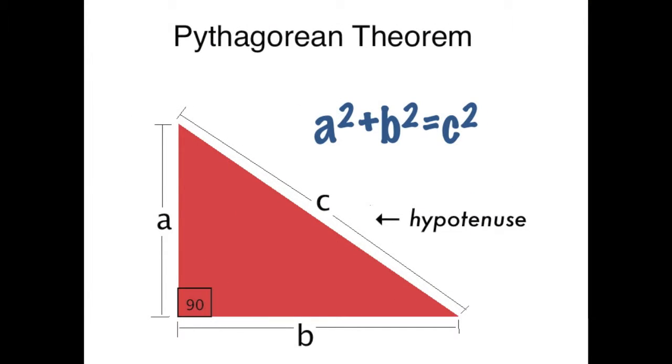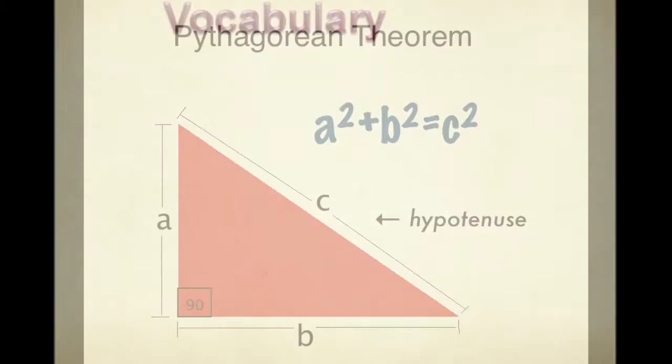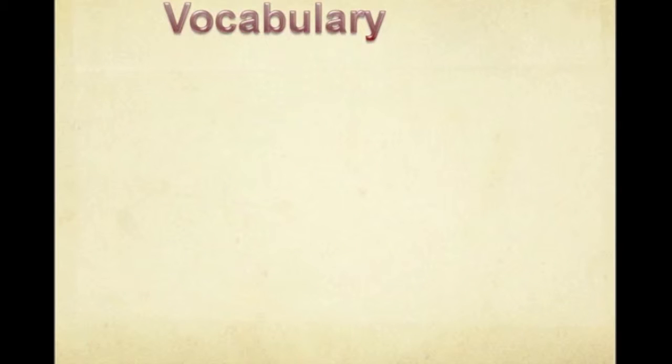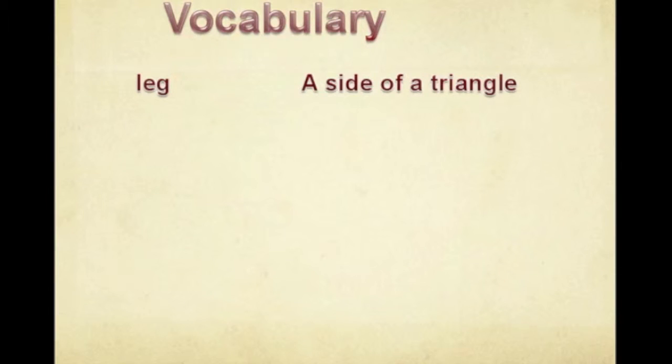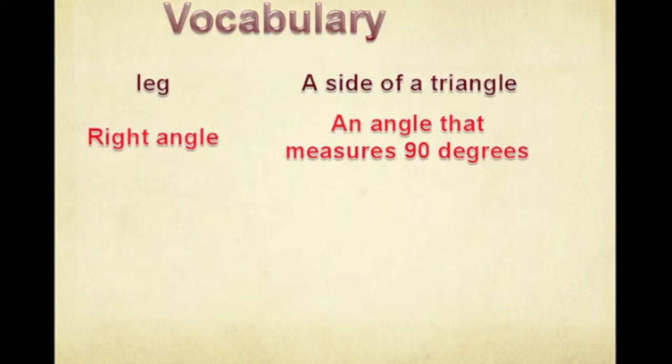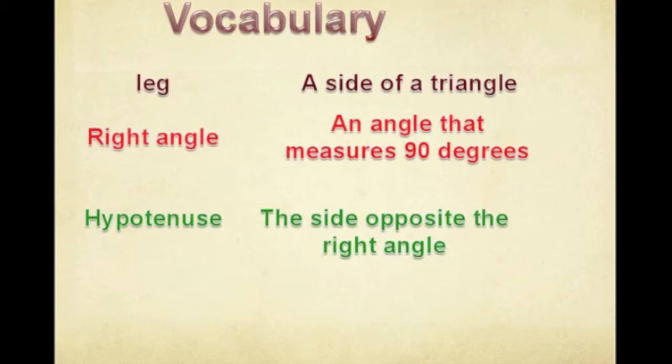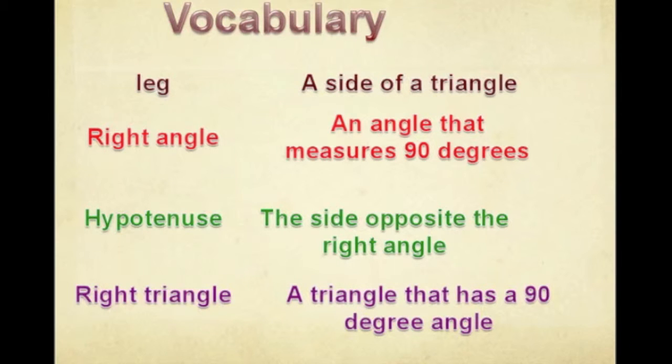Pythagorean Theorem: a squared plus b squared equals c squared. Vocabulary. A leg is a side of a triangle. A right angle is an angle that measures 90 degrees. A hypotenuse is the side opposite the right angle. And a right triangle is a triangle that has a 90-degree angle.